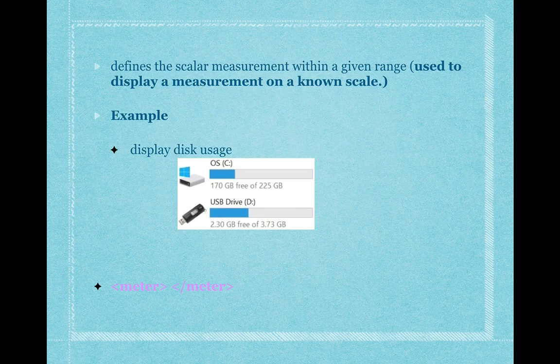A meter element is specified using the meter opening and closing tags. You can also specify content, but the content will not be shown on the browser screen.